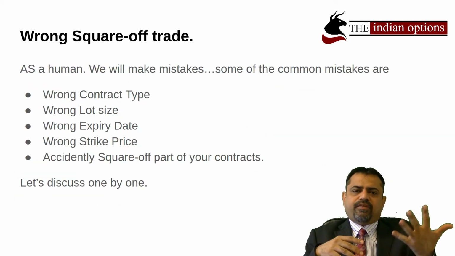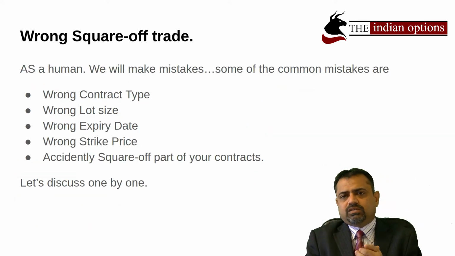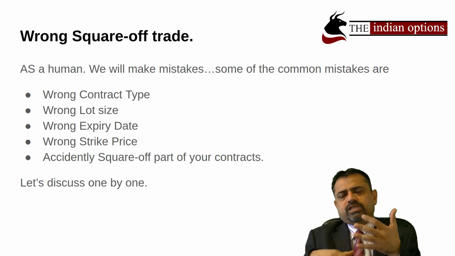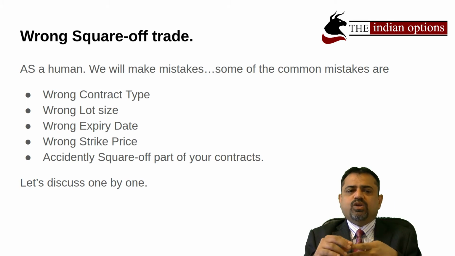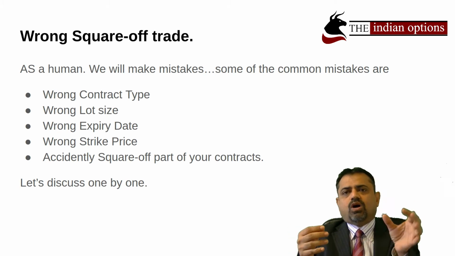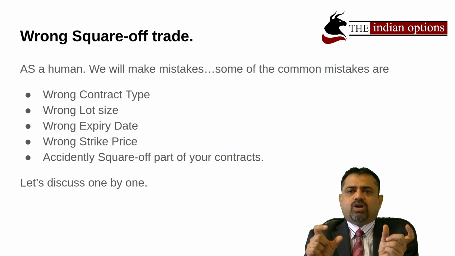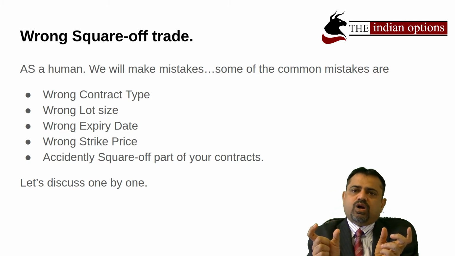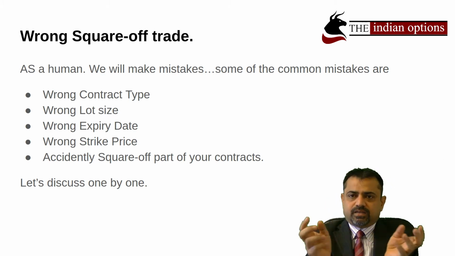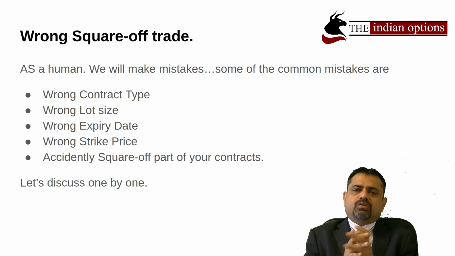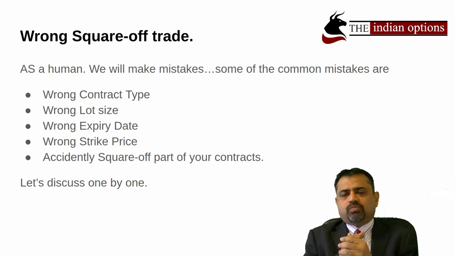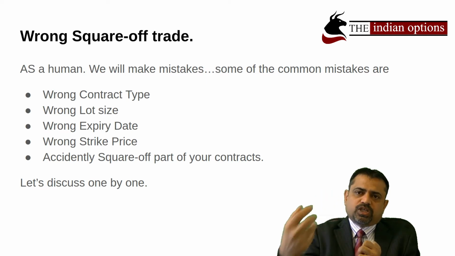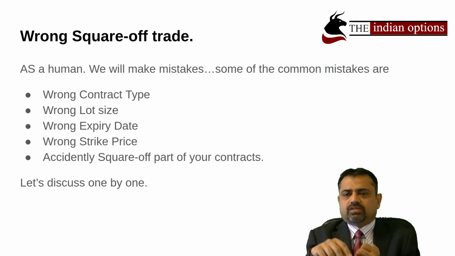As a human you make some human errors, human mistakes. There are 5 types of human mistakes that one can make. One is that you open a wrong contract type. You already had a put sell and you wanted to open a put buy, but instead you again opened a put sell. So that is a contract type mistake. Second one is lot size. Say you had 5 lots open and you mistakenly opened the opposite trade with 15 lots, just a typing mistake.